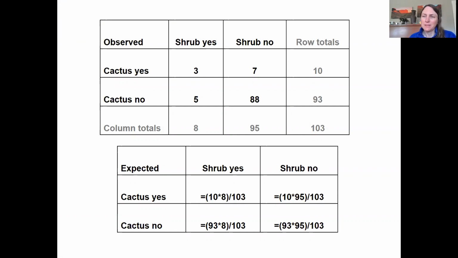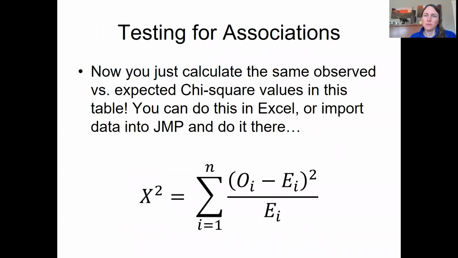And then we would calculate the expected values. And again, it's the row total times the column total for that cell divided by the overall sample size, which is 103 in this case. And so you can see how you would calculate those expected values in the second table at the bottom. And then you would compare each observed value to each expected value, square it, and divide by the expected value. So we use the same equation, this chi-squared equation, to calculate the overall chi-square value for your data set.